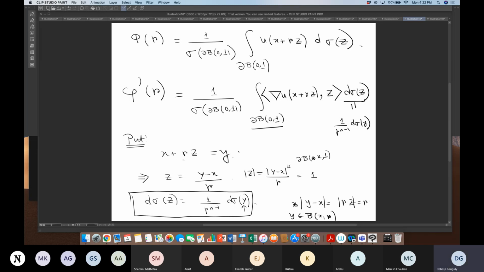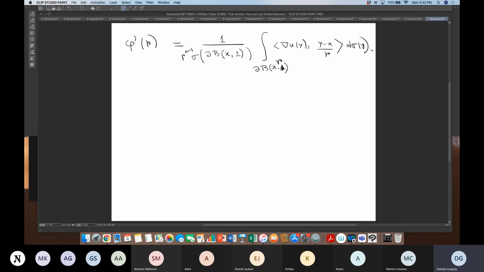With this equation, y I have put here. So this will be mod (y minus x) equal to r mod z. Now you take the modulus, that means mod z equal to 1. So this is r, so y lies in del B(x, r). Is that clear? And 1 by r to the power n minus 1 is hanging around, so you can take it out. So this will be r to the power n minus 1 over del B(x, 1). That is sigma on del B(x, r) scaling, gradient of u at y.